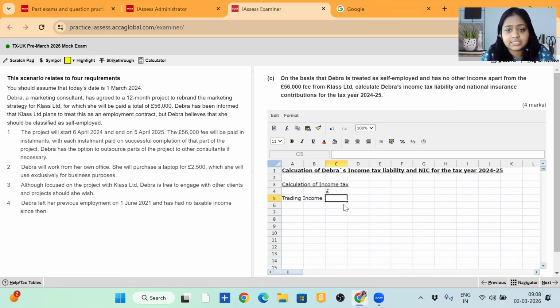Trading income is 56,000. Now, there was something of 2,500 also. Yes, 2,500 was the amount that she used to purchase a laptop. So this would be allowed here as a capital allowance, right? Don't forget to reduce it. So capital allowance will be 2,500, because it is a very small amount fully covered by AIA. Now you will get the adjusted trading income.